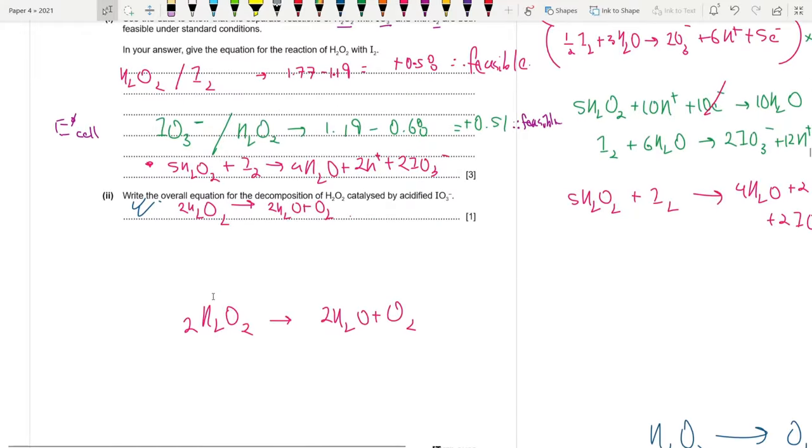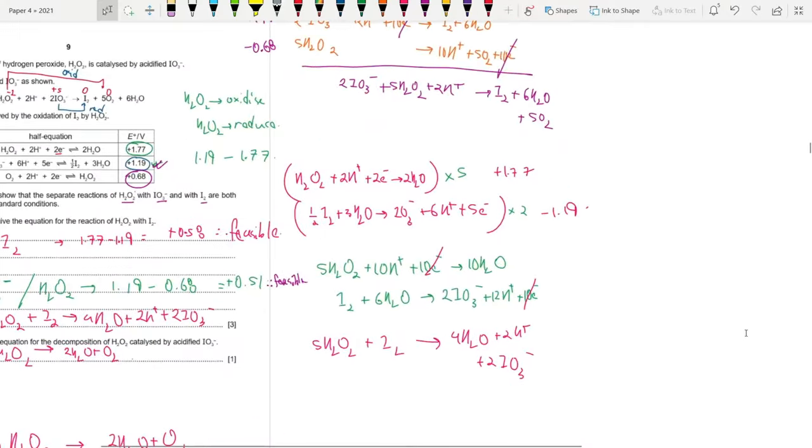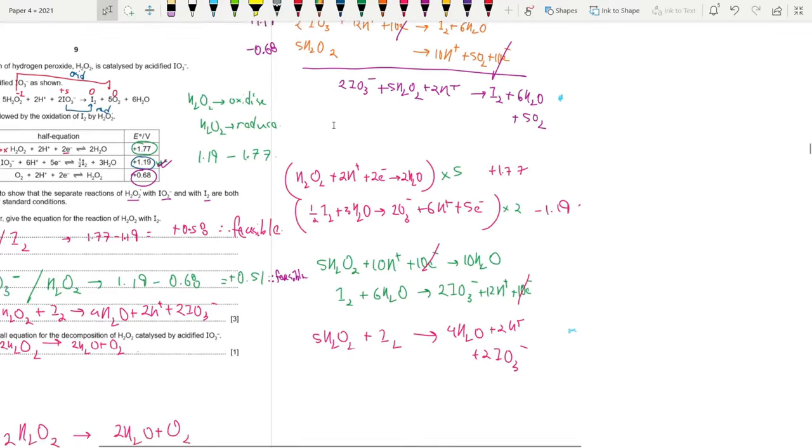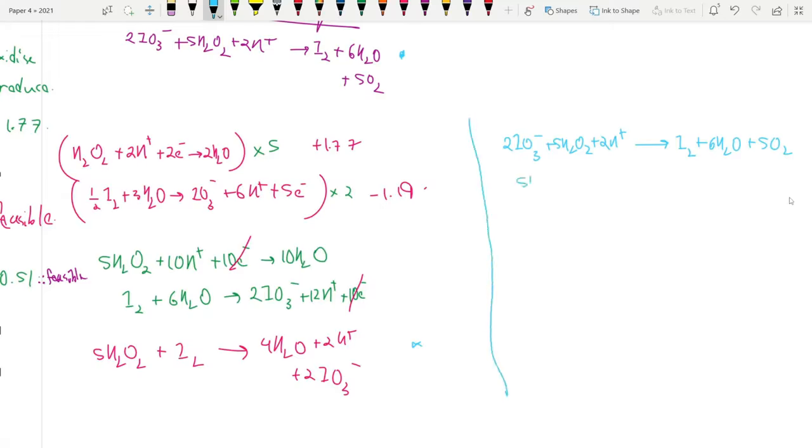Okay, come on guys, let's look at the two main equations. Which ones am I talking about exactly? The purple one and the pink one. I'm talking about this purple one and this pink one. So look at the purple one. What do we have? 2IO3 minus plus 5H2O2 plus 2H plus is equal to I2 plus 6H2O plus 5O2. What about the pink one? We have 5H2O2 plus iodine is equal to 4H2O plus 2H plus 2IO3 minus.